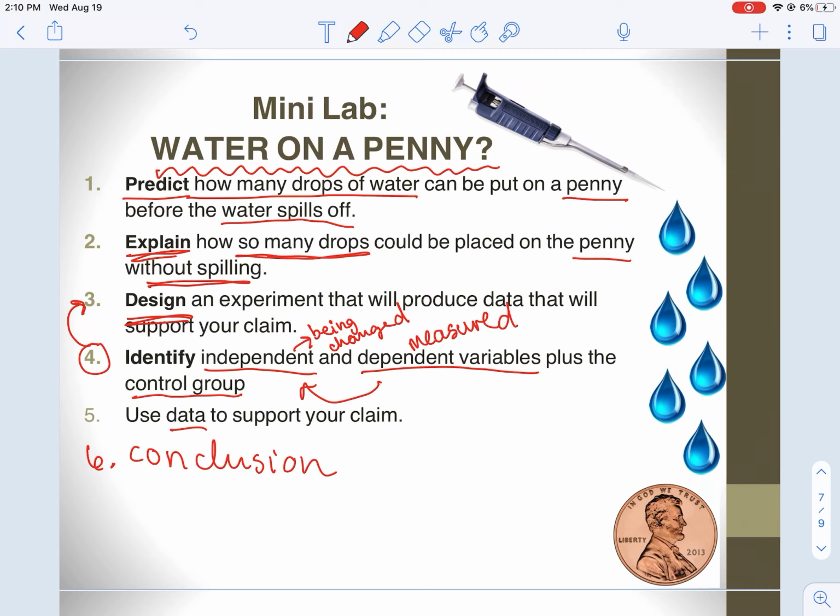Okay, so dependent is whatever you're measuring. Independent is going to be what you change between your different groups that you're studying. That's about it. Be sure whenever you're designing your experiment that it ties into your independent and dependent variables that are being looked at. And then whatever data, and I need some kind of chart that you make, you will support your claim by writing a conclusion that ties all these thoughts together.